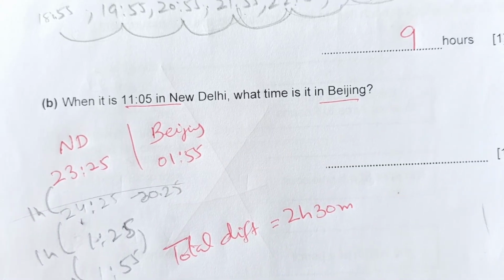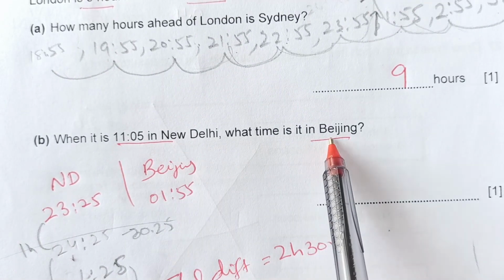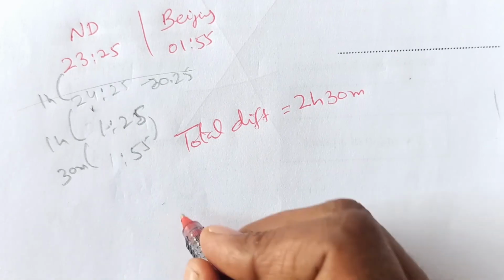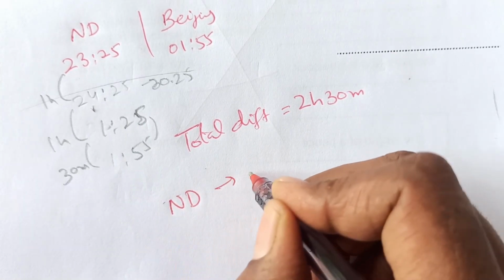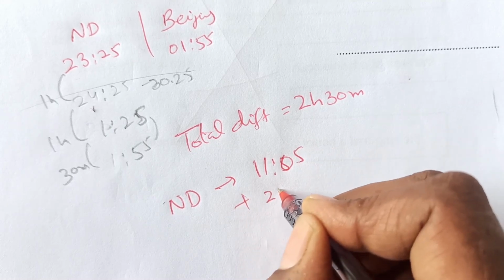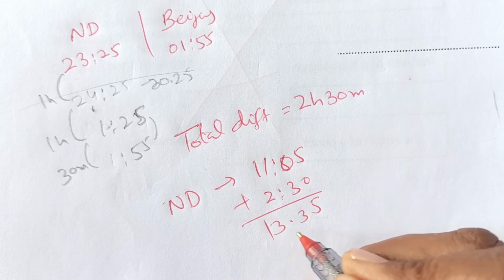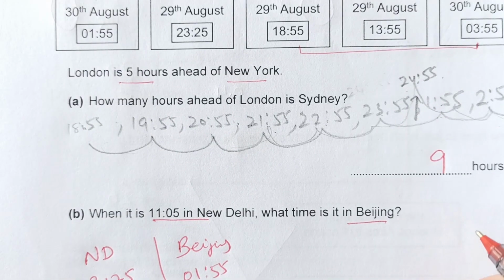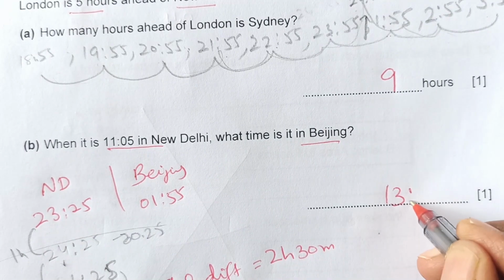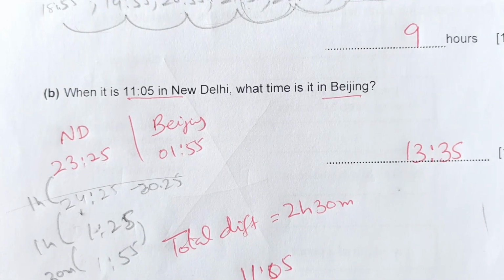So now we are looking for the Beijing time when it is 11:05 in New Delhi. So in New Delhi we have 11:05, and we are going to add 2 hours and 30 minutes to this. So this is 13:35. Okay, so that is our final answer, 13:35.